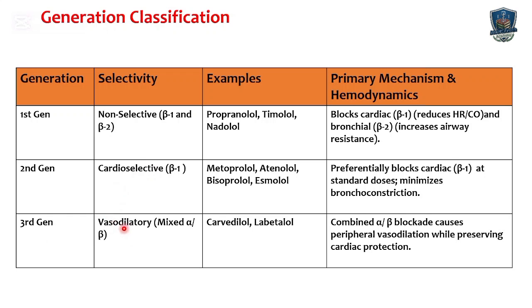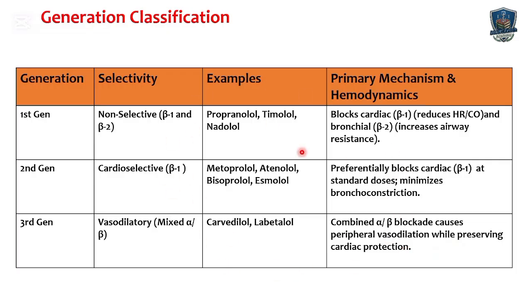The third gen, this one now is mixed, they act on both alpha 1 and beta 1. Examples of these drugs are carvedilol and labetalol. So remember they act on alpha 1 and beta 1. That being said, remember alpha 1 is found on the vascular muscles. That being said, they've got a vasodilatory effect. They lead to vasodilation. So the combined alpha and beta blockade causes peripheral vasodilation while preserving cardiac protection.